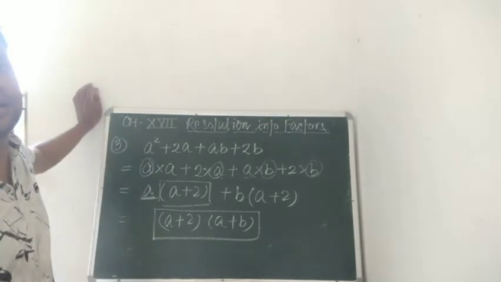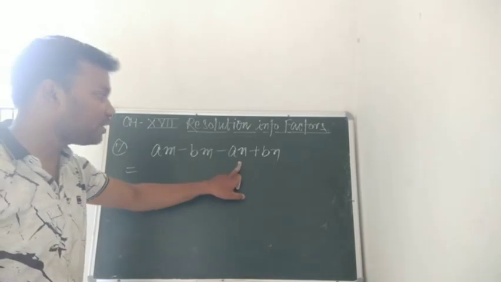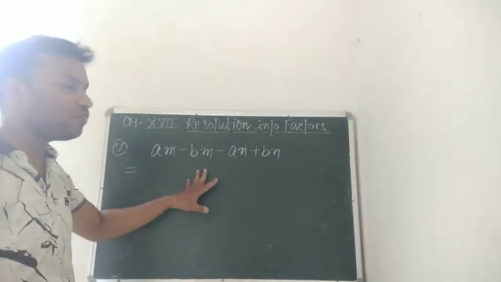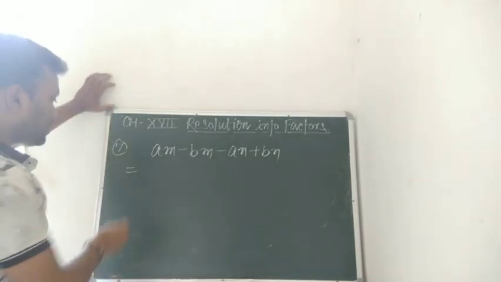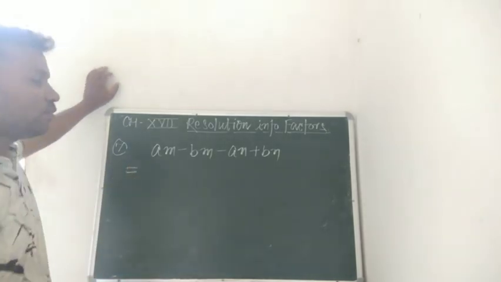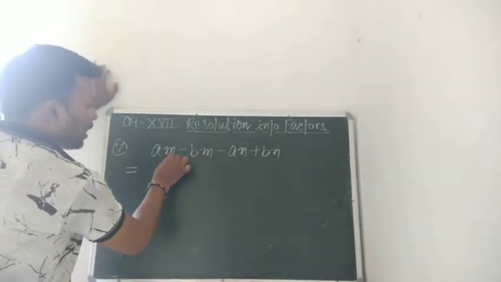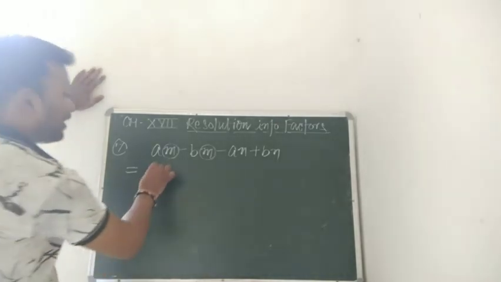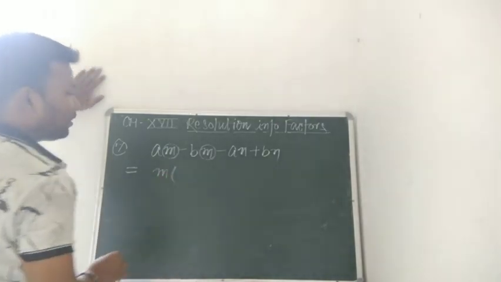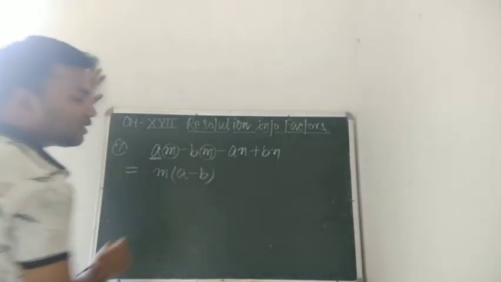Question number 7. am minus bm minus an plus bm. In this question, we have some positive terms and some negative terms. So let's see how we will solve this problem. In the starting two terms, you can see that we have m as a common. So we'll take m as a common, and the rest of the terms, that is this a and this minus b, will be written inside the bracket.